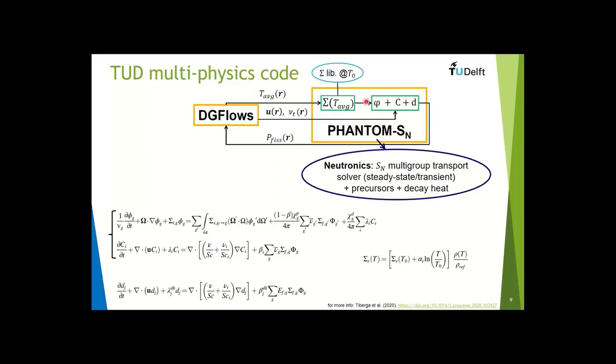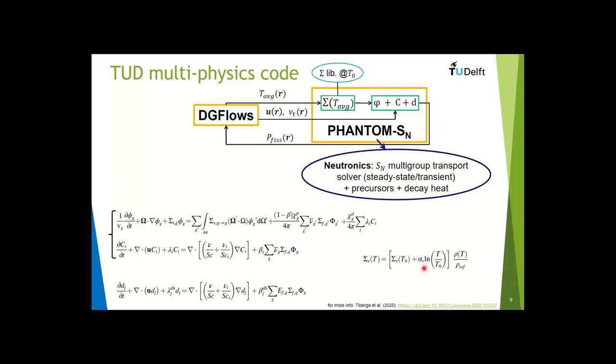And in Phantom, there is also a routine that deals with the cross-section corrections with temperature. For example, it can work with one single library at a reference temperature and apply both the density and the Doppler corrections like this. Or it can work with several libraries at different temperatures, which are then interpolated depending on the temperature of the salt in a certain location.